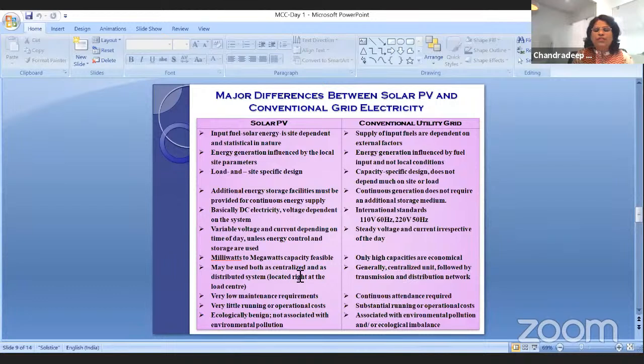May be used both as centralized and as distributed. This is a very big advantage of solar, because you no need to make such a big power plant and install somewhere, and from there bring the electricity to home. It's not required. We can use it in a decentralized way.